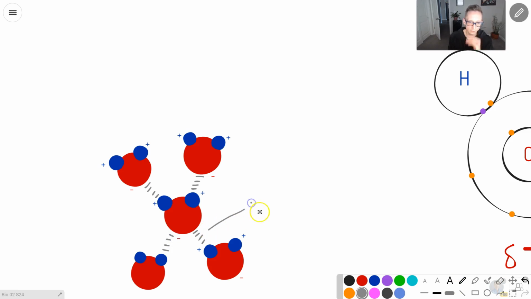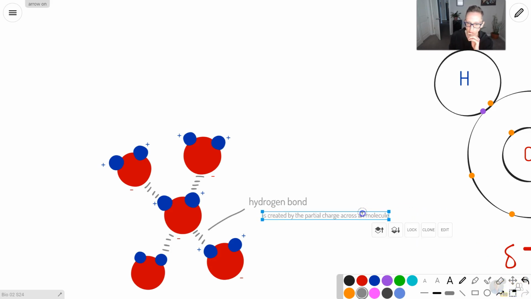So this is a hydrogen bond. And it's created by the partial charge across a molecule. And it involves hydrogen as one of the atoms, because hydrogen only has 1 proton. So these electrons don't really want to spend a lot of time around 1 proton. They'd rather spend it around 6 protons. You know, they're just vibing out better that way.